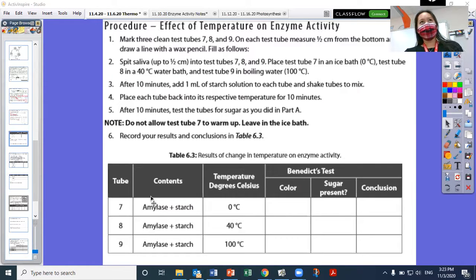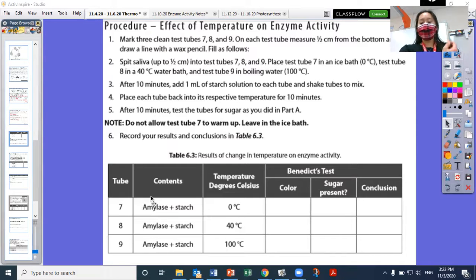data tables, we had amylase and starch producing color results in the Benedict's test, which means that there are sugars produced when amylase is breaking down starch. So now knowing that, we're going to be seeing at which temperature amylase is the best at breaking down starch, right? So we're going to look at 0 degrees, which I had an ice bath for. We're going to look at 40 degrees, which is around human body temperature, and we're going to look at 100 degrees, which is the boiling point of water. Okay, and these are all Celsius.